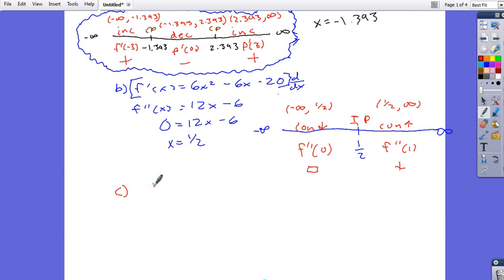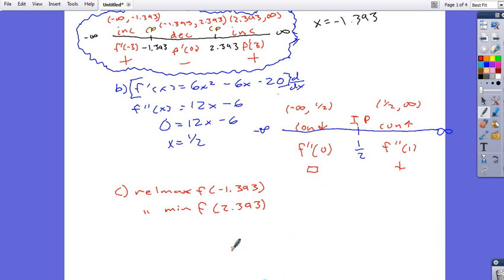So we know that we have a relative max here. Let's find out where our relative max is and our relative min. For our relative max, we're going to plug in F of negative 1.393, and we'll find out what that is. And our relative minimum is going to be at 2.393, because it's going from decreasing to increasing up here. So F of 2.393. Sorry, my 9's look like 4's.